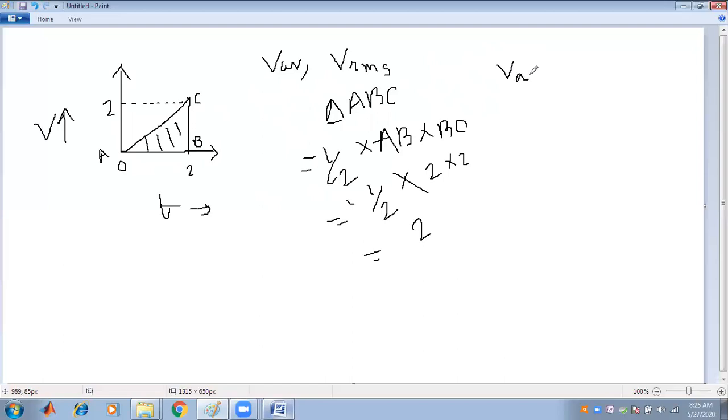You can also do it with integration too. It is the total area divided by the total time period, which is 2 minus 0, equal to 2. So the average value of the voltage is 1 volt. This is the average value.